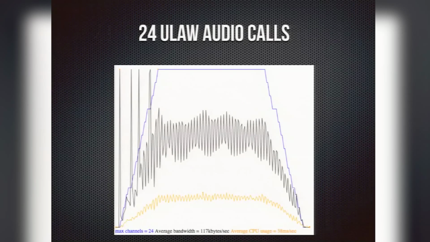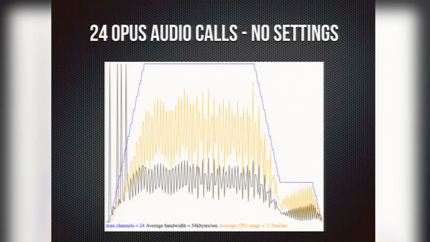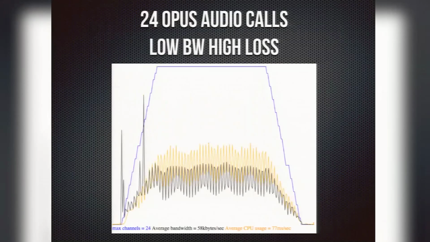So that's ULAW. This is Opus. So you can start seeing a considerable difference between the amount of bandwidth and the amount of CPU. It's completely and utterly flipped. And then using the settings that Tim was talking about earlier with low bandwidth, high loss, etc., using Opus, you can see that you get into this middle plateau. So you can start seeing how much of a change some of these one-line settings can make to your user experience for your users and for your call center or whoever's using your service.